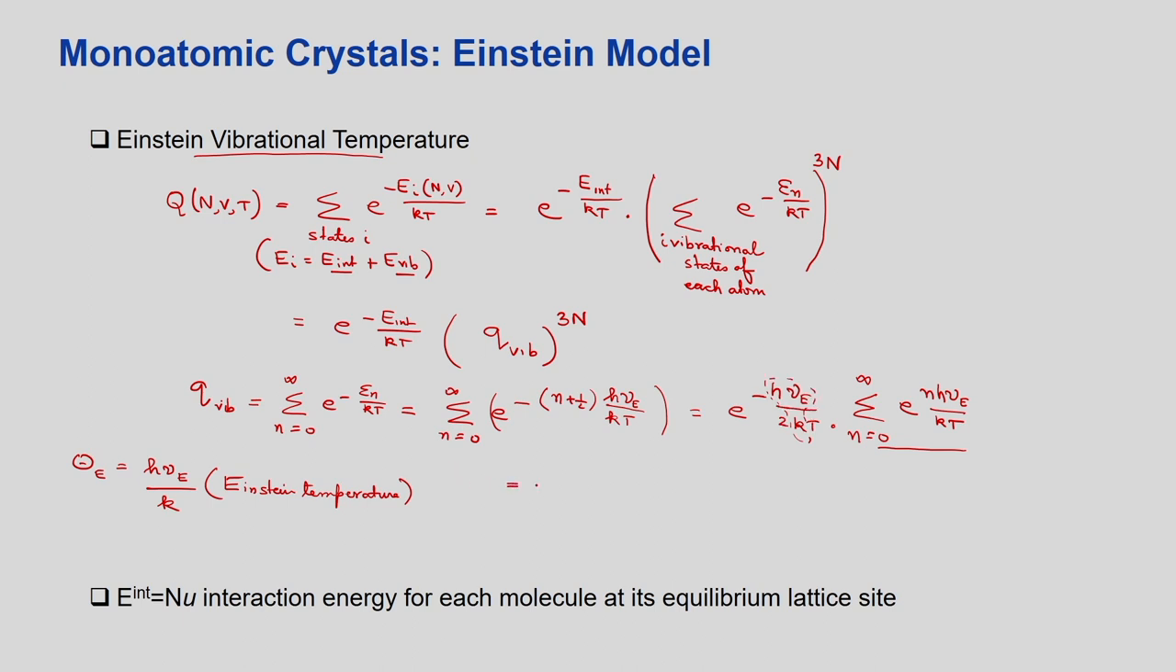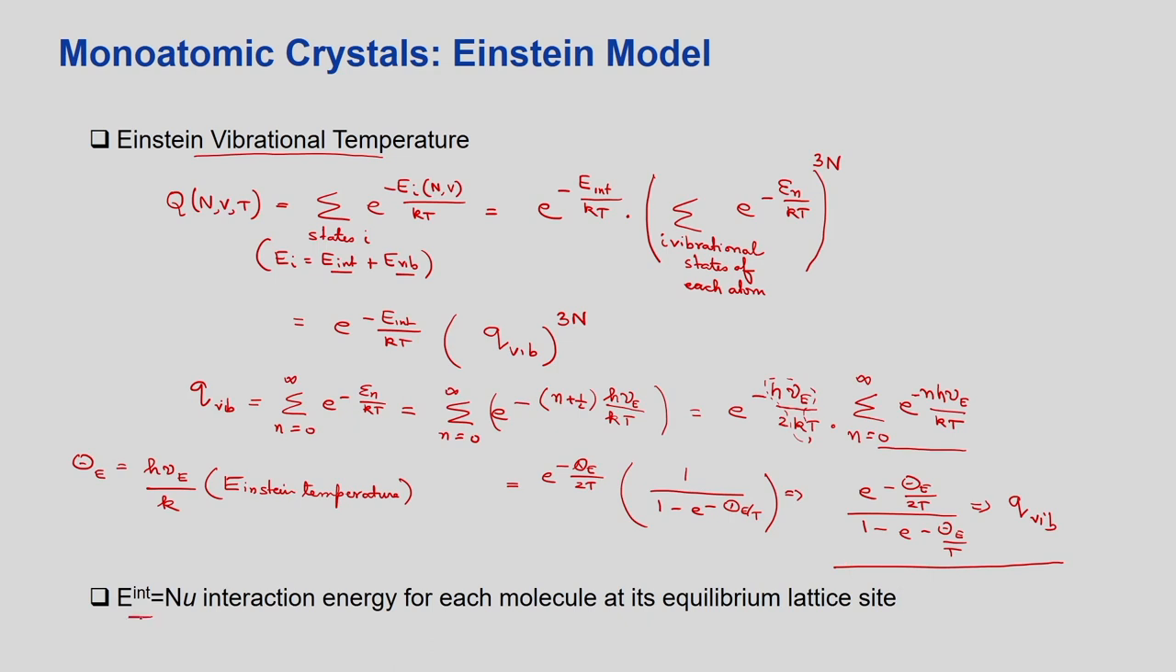So this entire summation is equal to 1 over 1 minus the exponential series. Oh, I am sorry, we have a minus sign here, minus of theta e by T. This is the exponential term, and this other term will be as it is, minus theta e by 2T. So the overall term is this, and this is your q vibrational. Important conclusion, you should remember this expression.